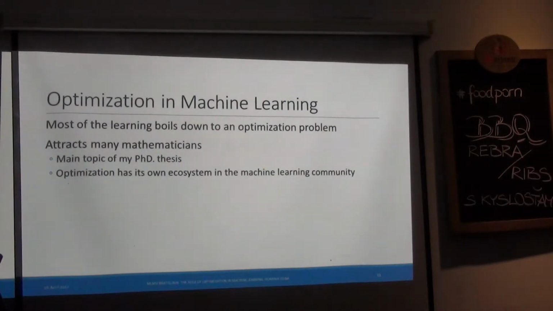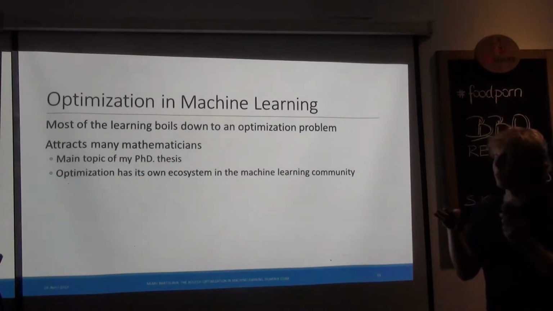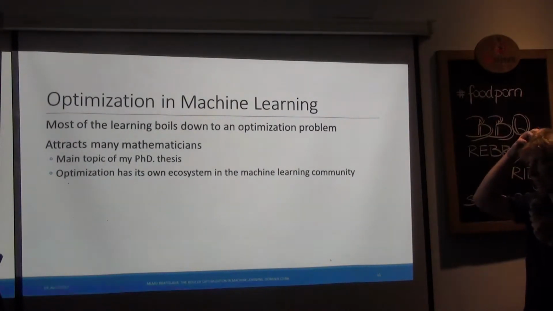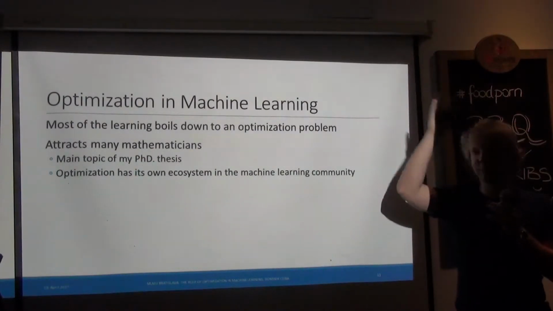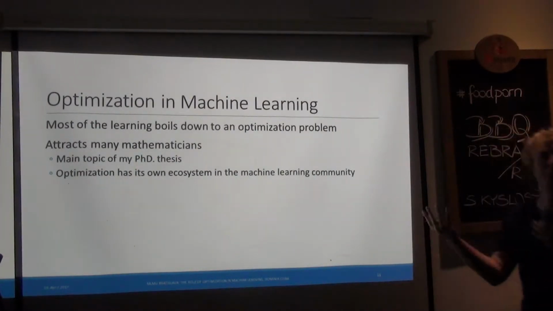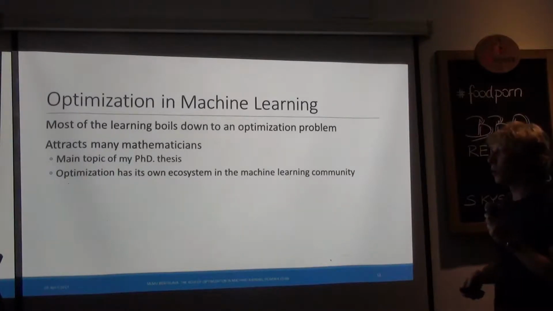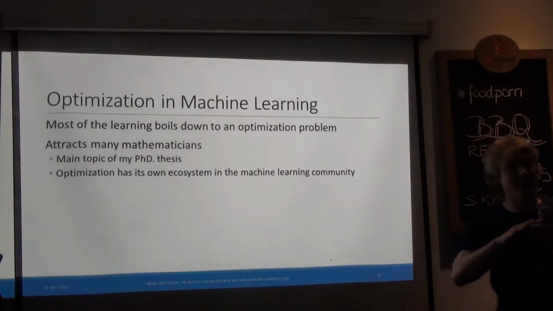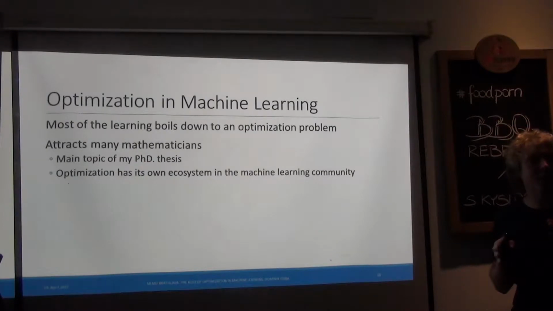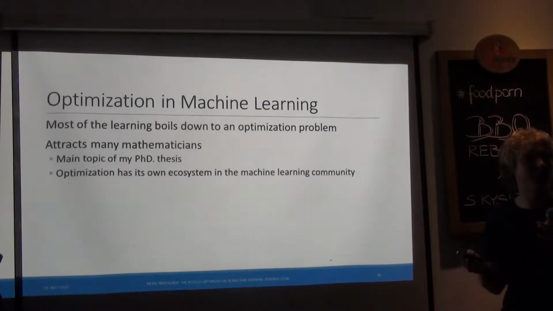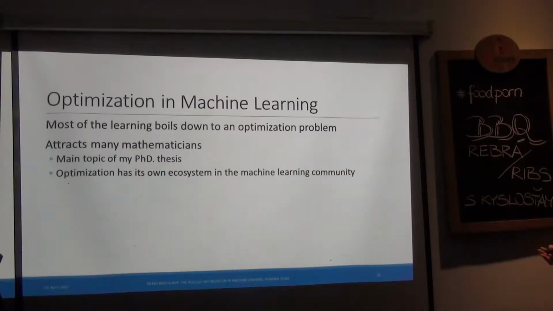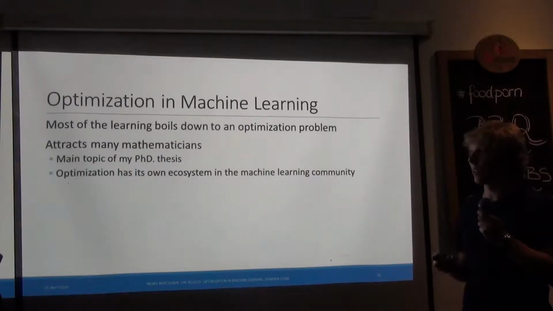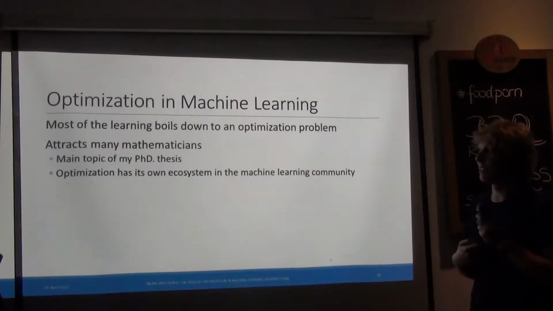And also, the optimization community has its own ecosystem inside the whole machine learning community. What it means is that there are a bunch of mathematicians who do just optimization and nobody from the rest of the machine learning community understands them, right? This is either good or bad, depends on which side you are. But yeah, it's actually quite nice to look at them from both sides now.